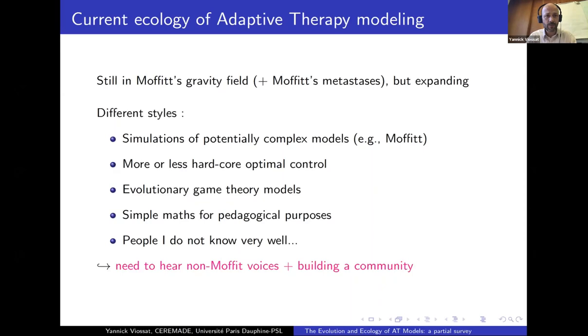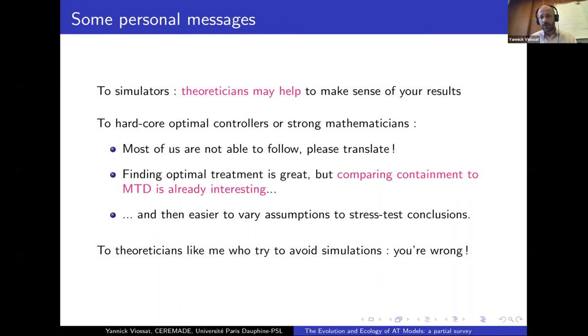If I could send some messages to these different categories of people, I would say to people doing simulation that theoreticians sometimes may really help to make sense of your results and explain why they could have predicted what you see in your simulations, and maybe then you should also do simulations. To people doing hardcore optimal control or strong math, please consider that some of your papers are unreadable by most of us.